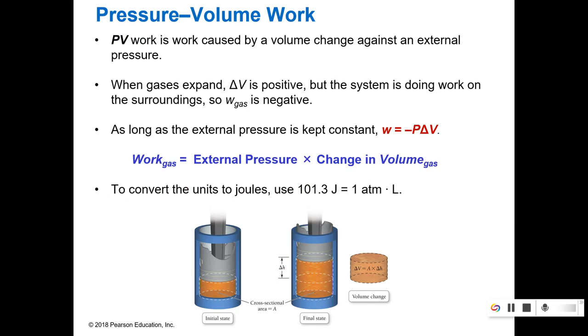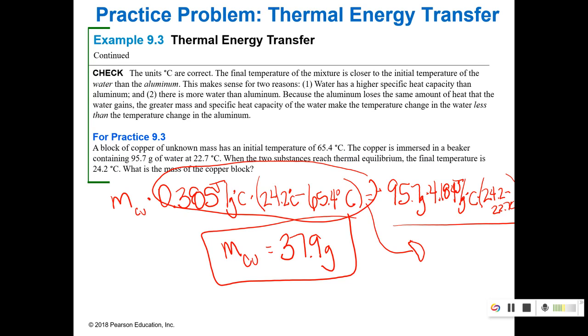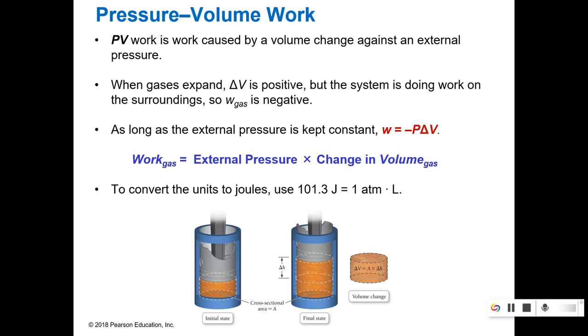Okay, the last topic, so I do want to stress, this thermal energy transfer and the specific heat capacity equations, those are going to be used as Q equals mcΔT, and then Q of metal is equal to negative Q of water. Okay, that will be on the quiz or test and the homework. The rest of it, not as much from this video.